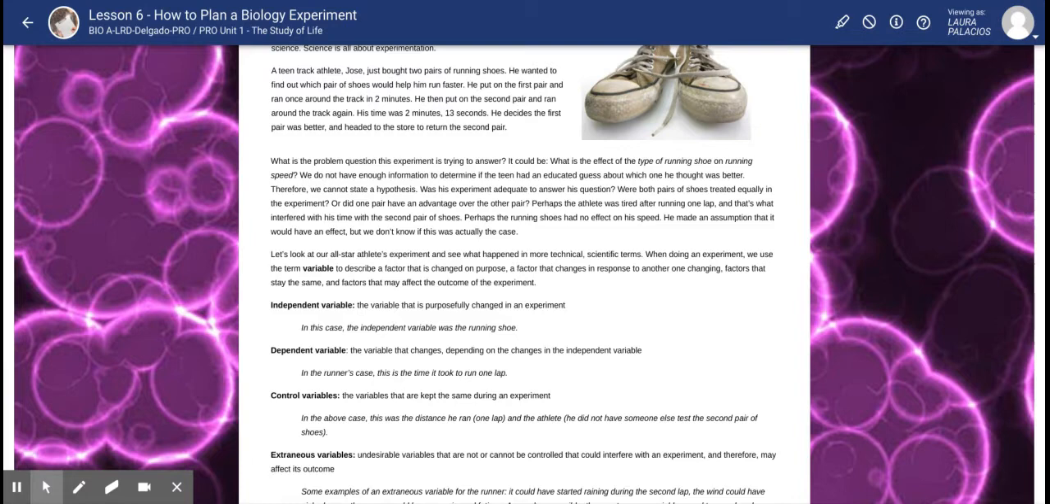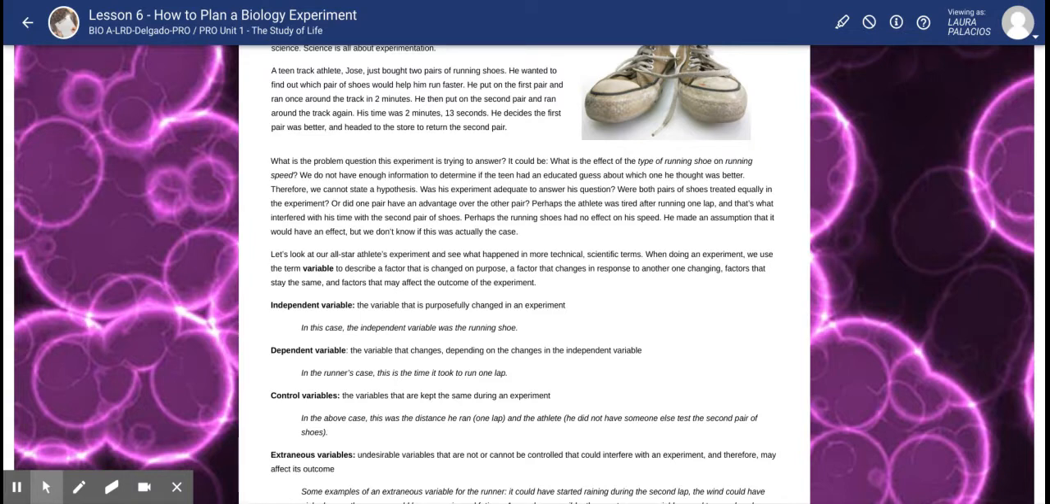Was his experiment adequate to answer his question? Were both pairs of shoes treated equally in the experiment, or did one pair have an advantage over the other pair? Perhaps the athlete was tired after running one lap, and that's what interfered with his time with the second pair of shoes. Perhaps the running shoes had no effect on his speed. He made an assumption that it would have an effect, but we don't know if this was actually the case.